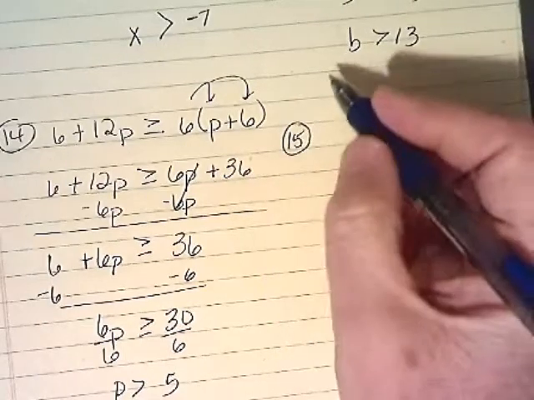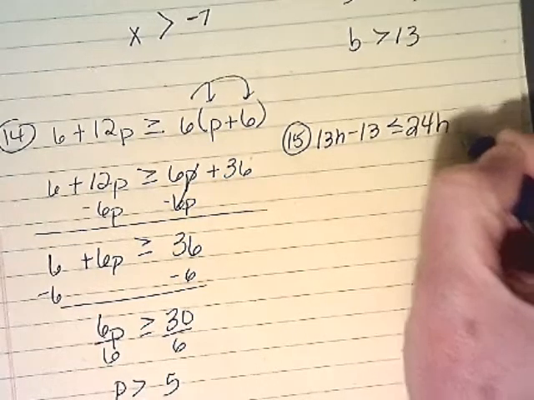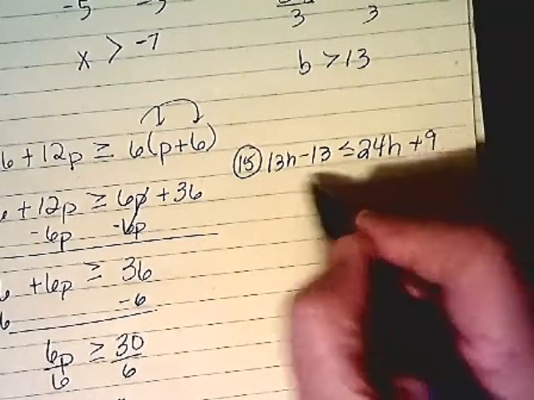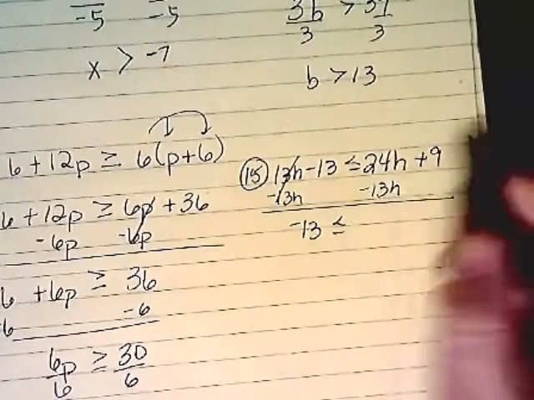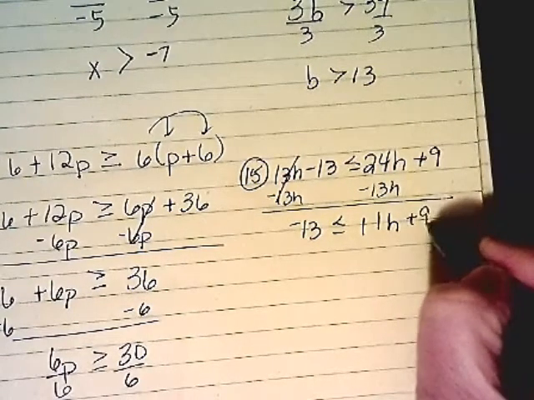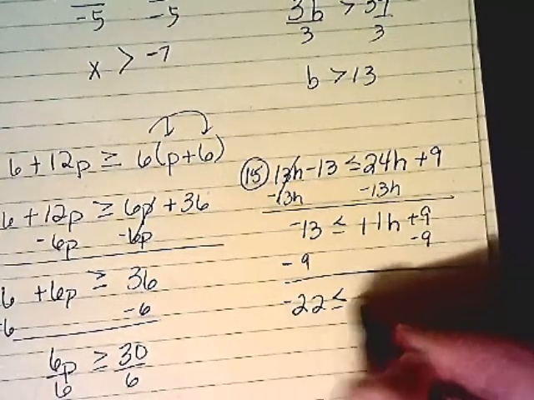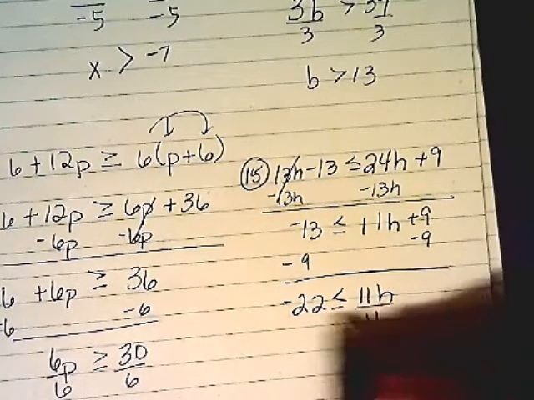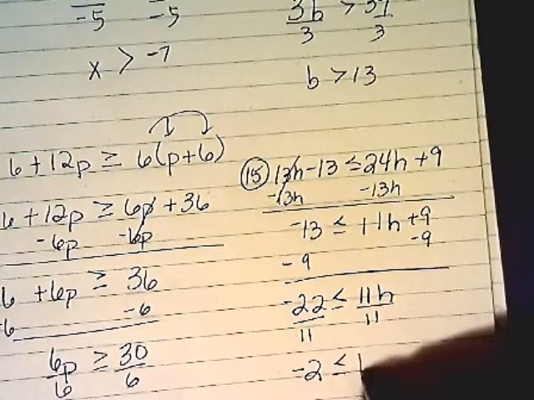Number 15 says 13h minus 13 less than or equal to 24h plus 9. So we need to start by subtracting 13h. That cancels. I get negative 13 is less than or equal to 11h plus 9. I'm going to subtract 9. It's going to be negative 22 is less than or equal to 11h. Now I'll need to divide by 11. I'm not dividing by negative, I'm dividing by regular 11, so I don't change anything, and I get negative 2 is less than or equal to h.